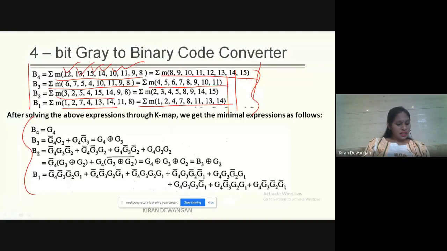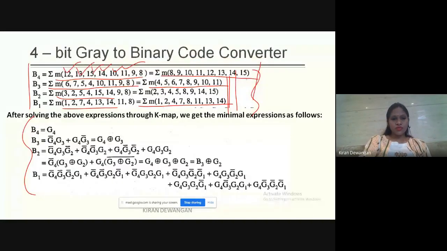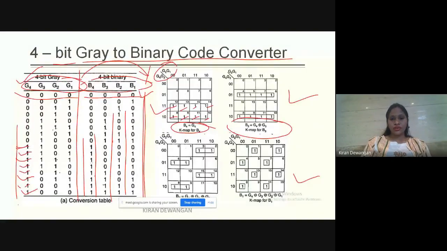Okay, let's proceed. So here we are getting all the terms. We are getting the terms of B4, B3, B2 and B1. Now after getting the terms, we are obtaining the expression through K-map. Here we'll be writing the expression for B3. Now what are the terms present in B3? It's 4, 5, 6, 7, 8, 9, 10, 11.